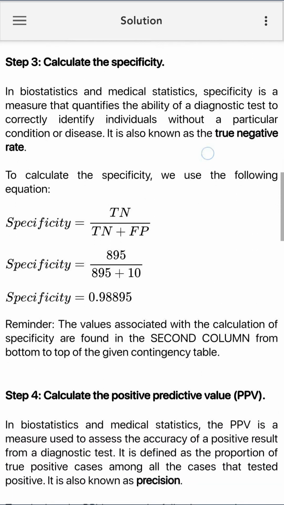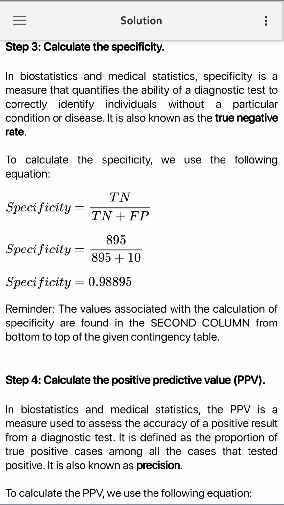In step 3, we calculate the specificity, which is the quotient between the true negatives and the sum of the true negatives and false positives. Here, notice that the equation for calculating the specificity uses the values associated with individuals who do not have COVID, which in this case are in the second column.